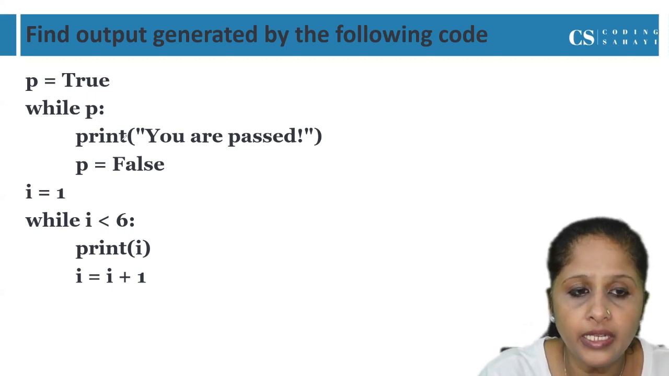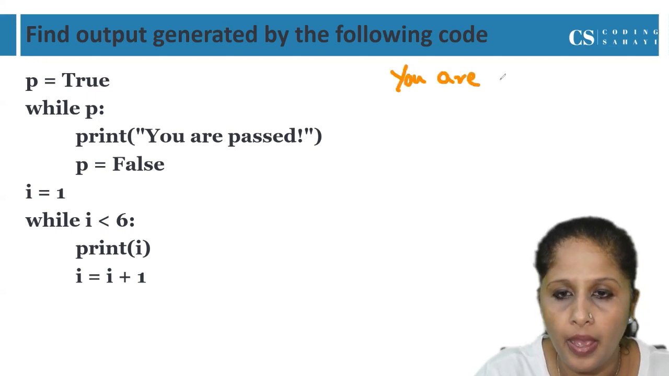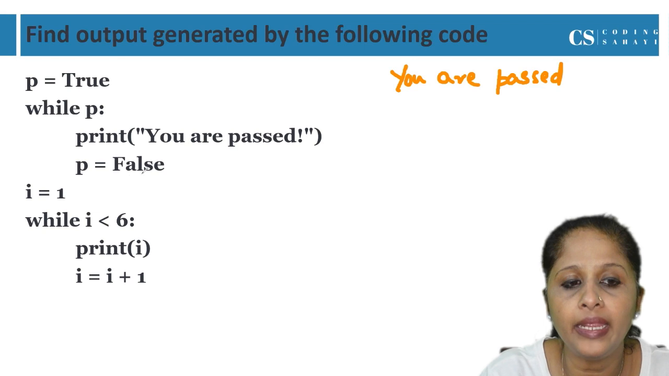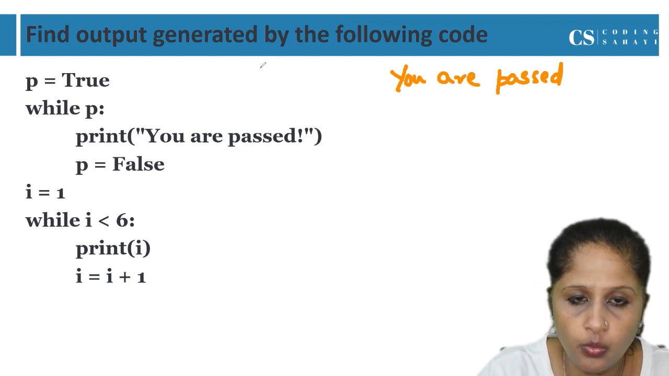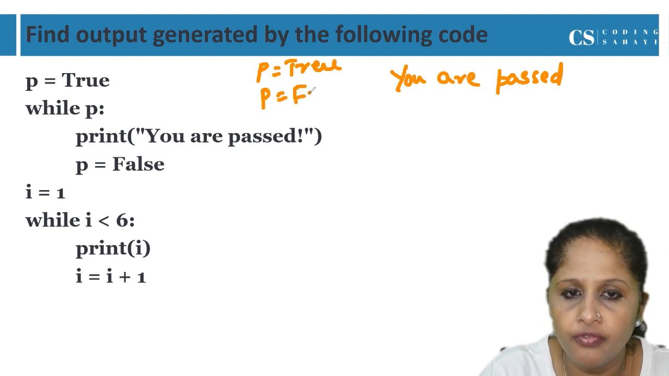Then print "you are passed". So here it prints this message, you are passed. It goes to the next line, that is P equal to false. That means now the value of P is changed to false. First the value of P is true. Now after executing this statement, P becomes false.